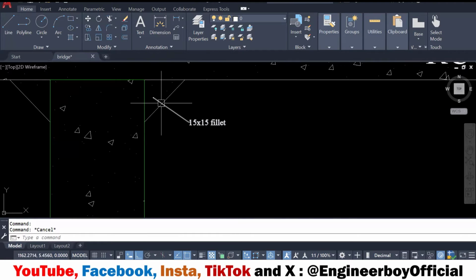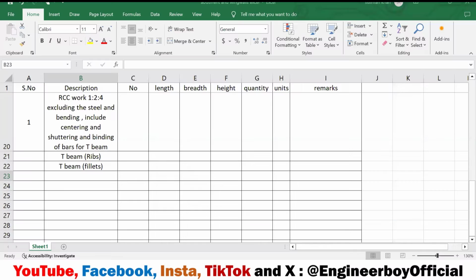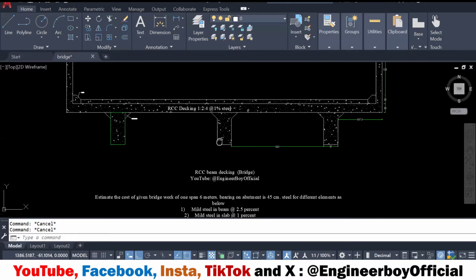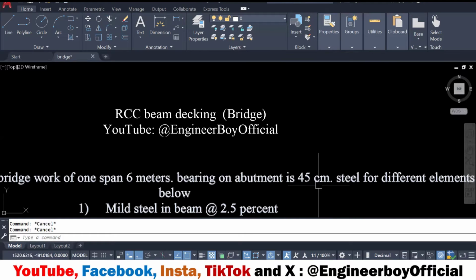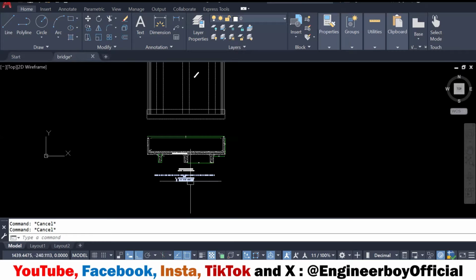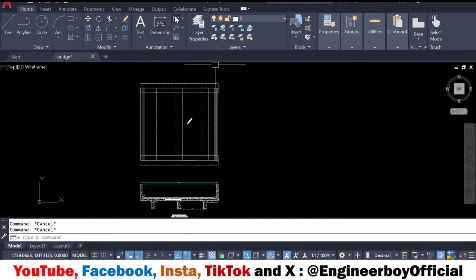Now, in number, these are going to be 3. So in Excel, I'm going to put 3. Now, the length should be 6.9. How 6.9? Let me jump again. As you can see, the span is just 6 meters. Now, there is bearing on both sides, which is 45 centimeters. It means 45 plus 45, which is 90 centimeters. Now, 6 meters and 90 centimeters means 6.9 meters. Very simple.